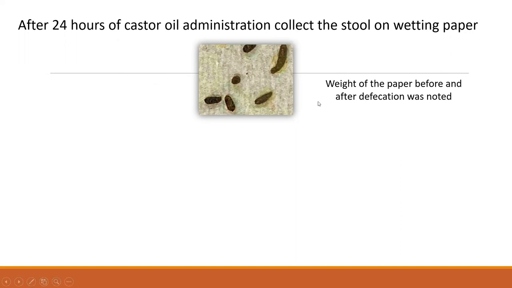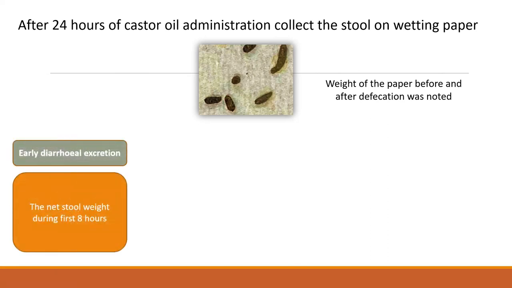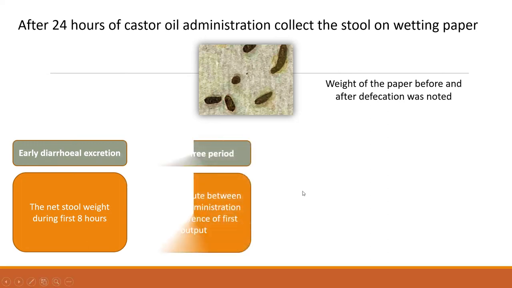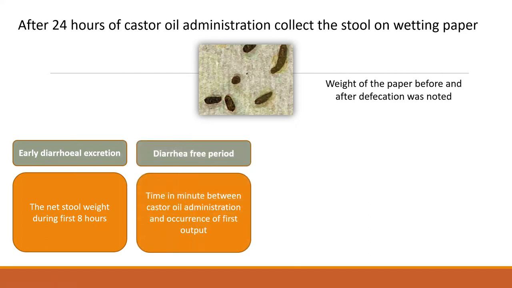Now, here you have to observe four different things. First, you have to identify the early diarrheal excretion, which is the net stool weight during the first 8 hours. Then you have to find the diarrhea free period, which is the time in minutes between castor oil administration and occurrence of the first output.